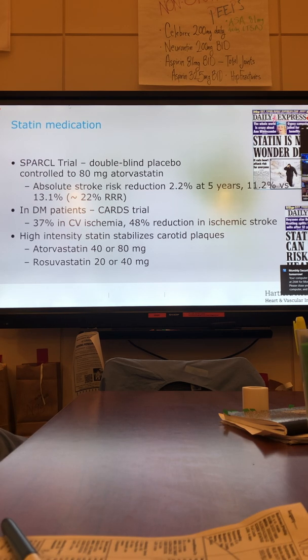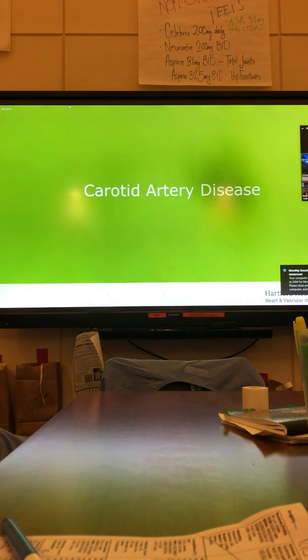So what I tell patients is, think of the statin as like an ibuprofen for your plaque. It causes anti-inflammatory activity within the plaque, which stabilizes it, and that reduces the patient's risk of stroke. Super important when we're going to go to treatment, both for CEA and for carotid stenting.